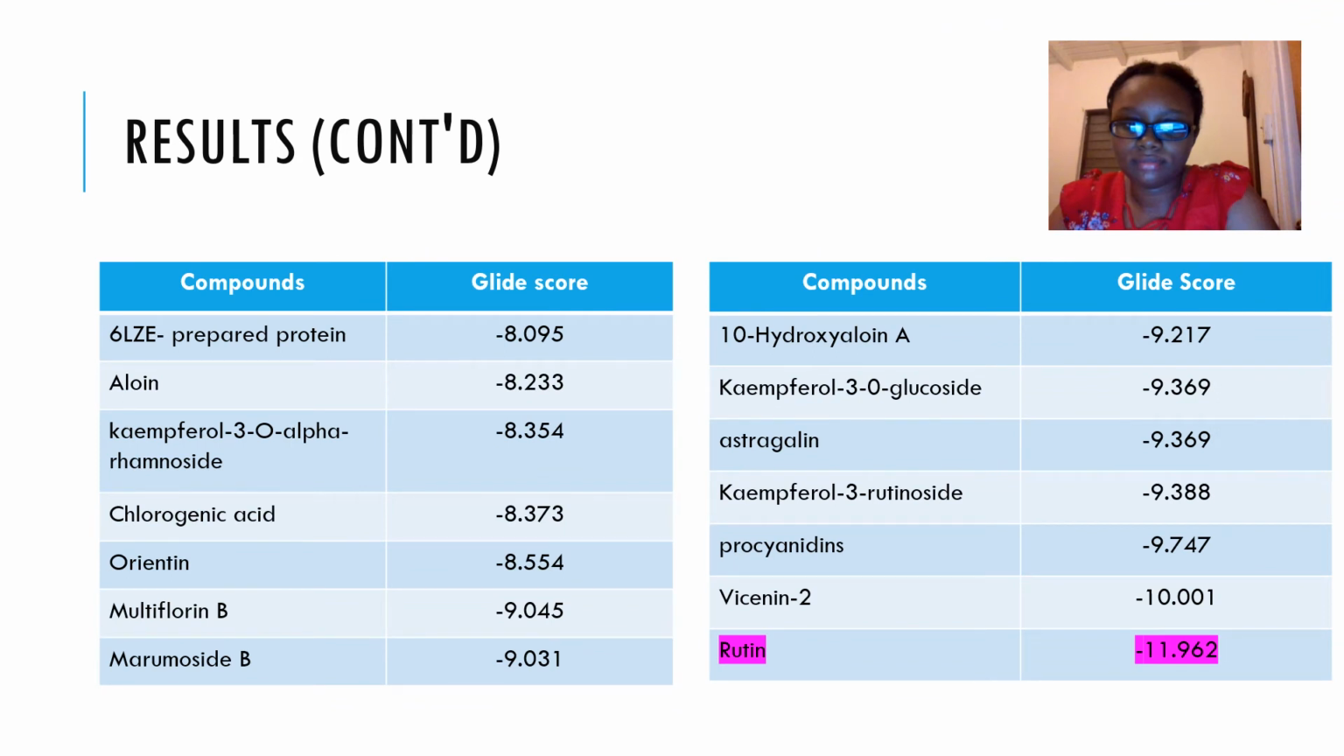And so this is the result. I blew up the main protease protein right here, and all these other compounds are good inhibitors of this main protease. Rutin was the best because it had a glide score of negative 11.962.